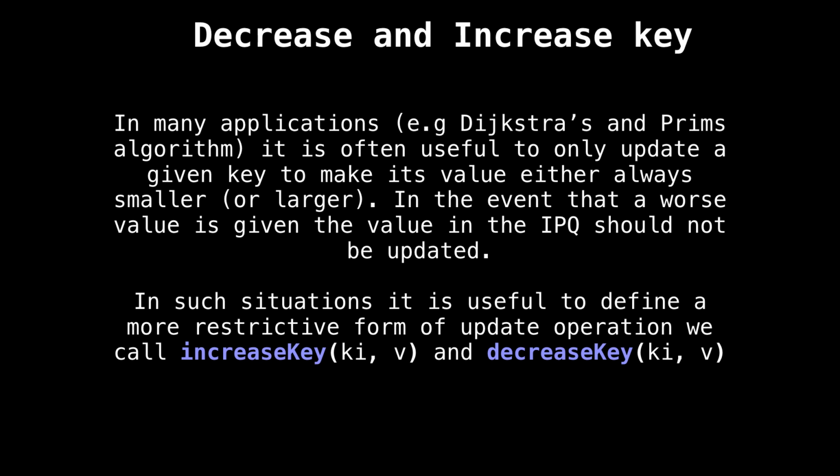In many applications, such as Dijkstra's or Prim's algorithm, it's often useful to be able to update a given key to make its value either always smaller or always larger. In the event that a worse value is given to the index priority queue, it should not be updated. In such situations, it is often useful to define a more restrictive form of update operation called increase key or decrease key respectively, depending on whether you want to increase the value associated with a key or always try and decrease the value associated with a key.